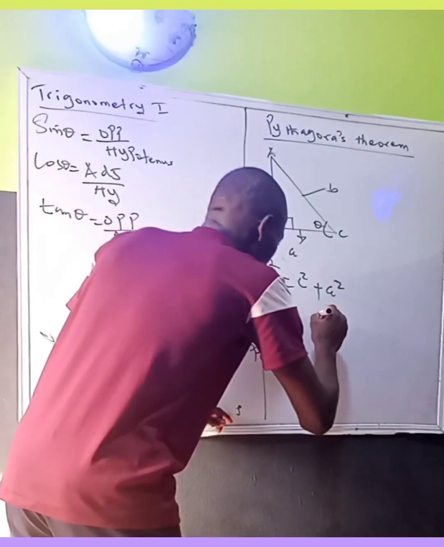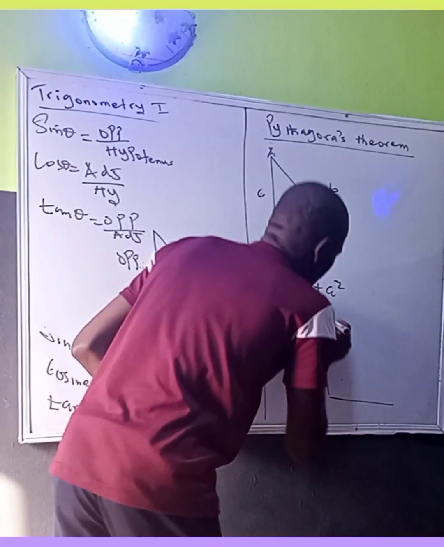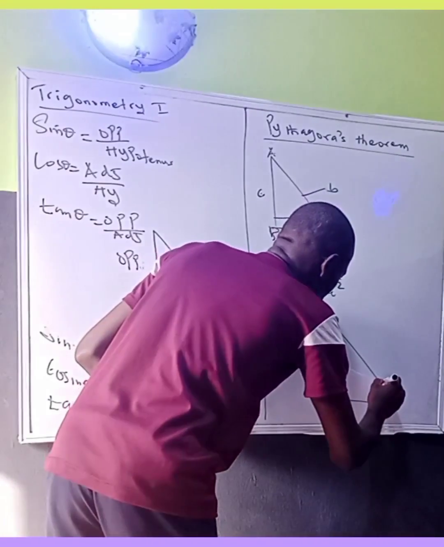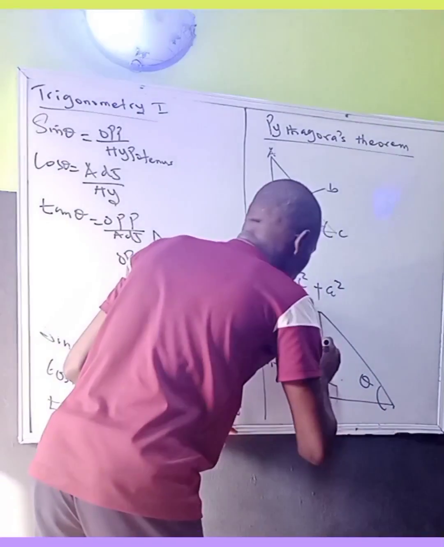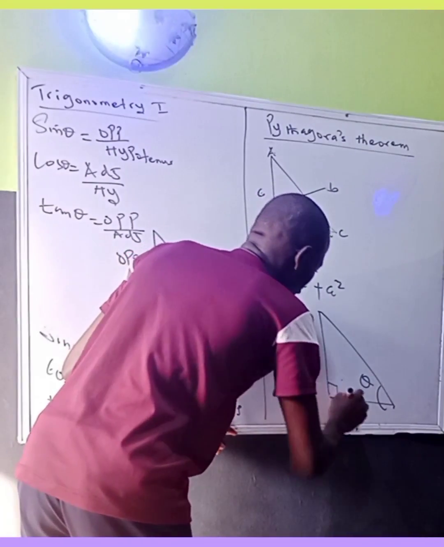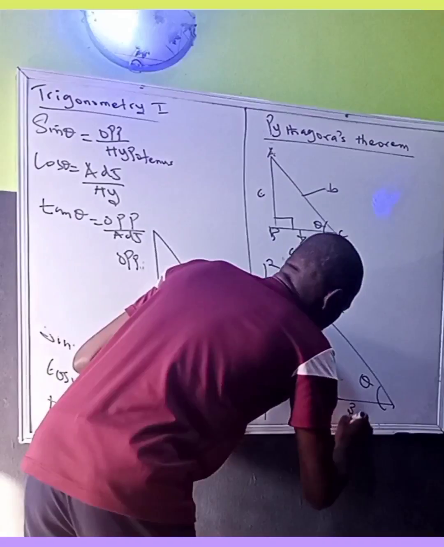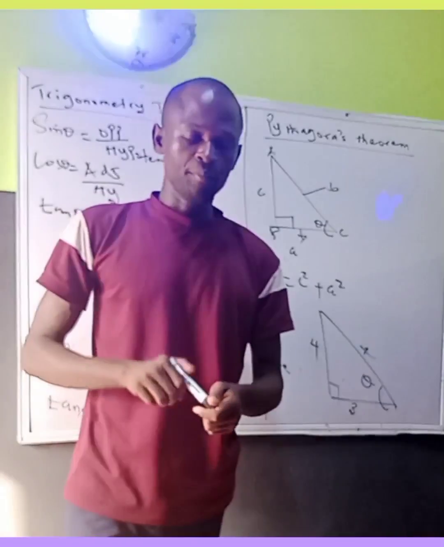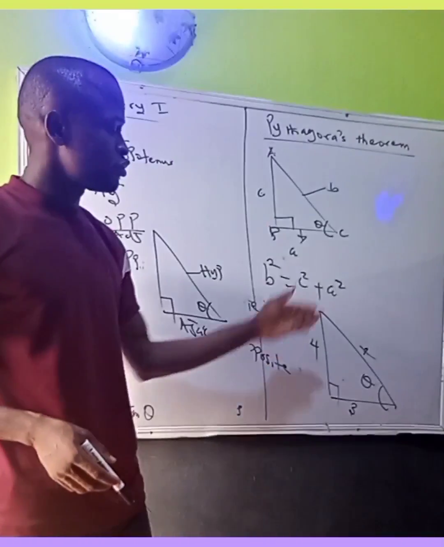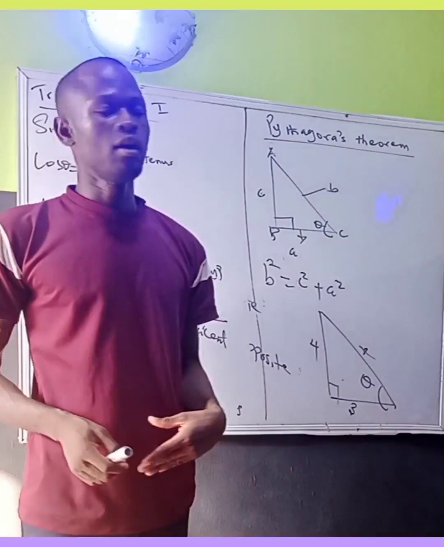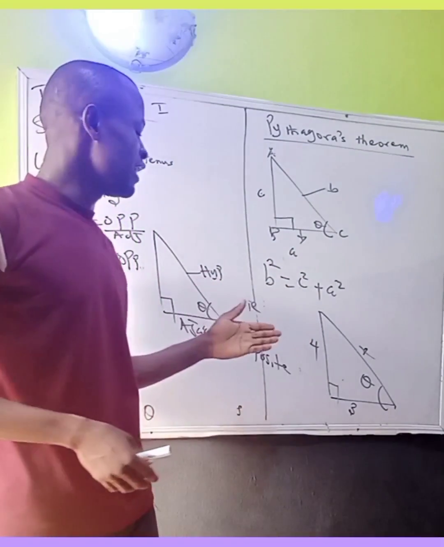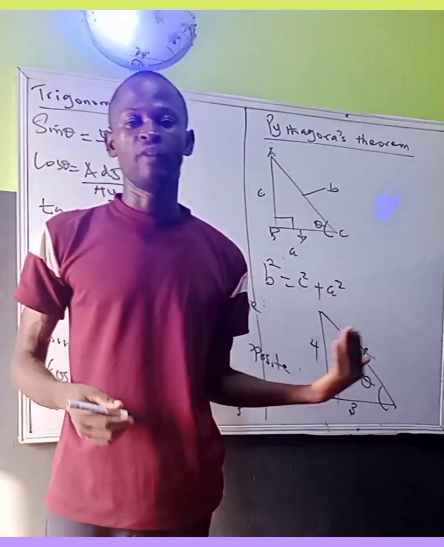If I have this question now, find x in the diagram below using Pythagoras theorem. I have 4, I have 3 here. Find this side x using the Pythagoras theorem. Please find x, drop the answer in the comment section, and make sure you don't make any mistake while trying to find the value of x.